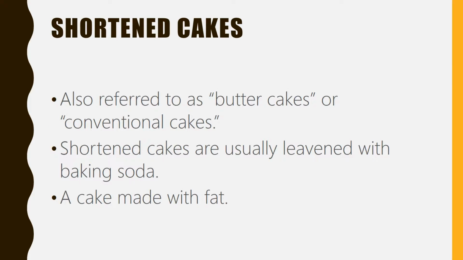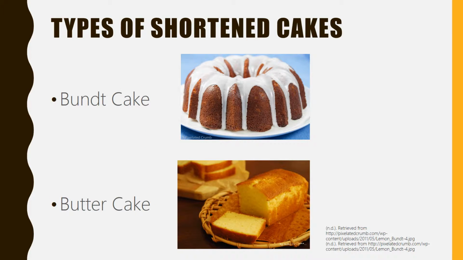Shortened cakes are usually described as a cake made with fat. They're also referred to as butter cakes or conventional cakes. There are different types of shortened cakes: bundt cake, butter cake. A butter cake is commonly used on birthdays, weddings, and graduations.